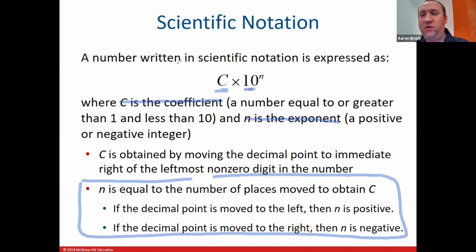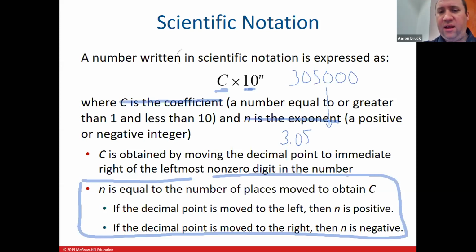If I need to move the decimal place to the left, so if I start with a large number like 305,000, to put it into scientific notation, I am going to first make a decimal 3.05, and then the trick is, if this is where my decimal point is going to be, to get the value of the exponent, how many places do I have to move that decimal point? So if it starts here, I went 1, 2, 3, 4, 5 places to the left. If I move it to the left, n is positive. This is 3.05 times 10 to the 5th.